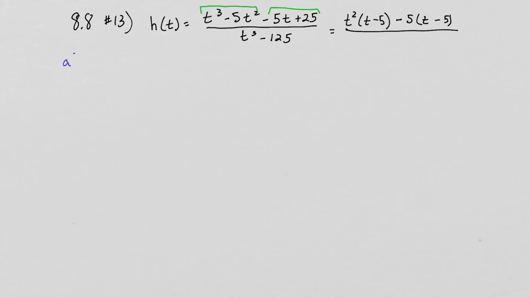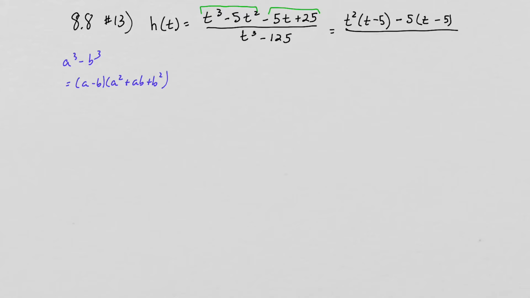The rule was a cubed minus b cubed is equal to a minus b times a squared plus ab plus b squared. So we learned that in an earlier math class, and it was to be memorized. So hopefully you have that memorized, or you can memorize it.